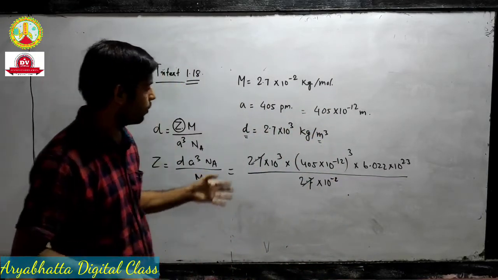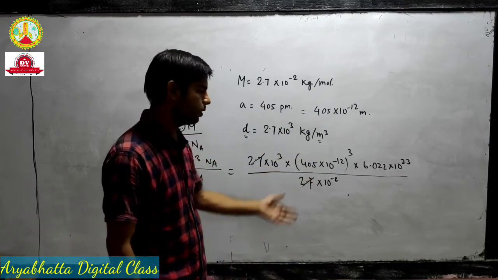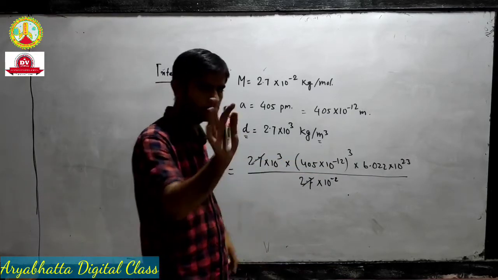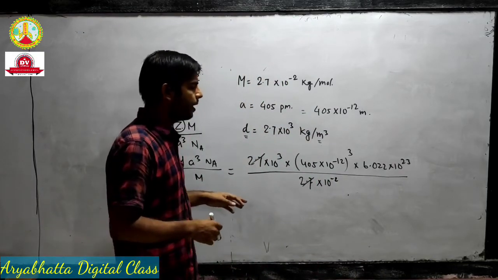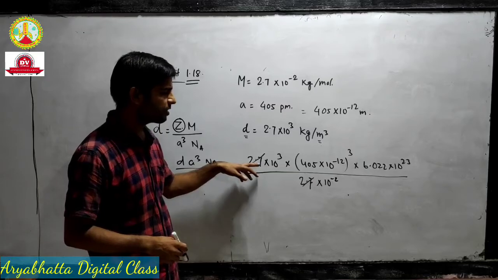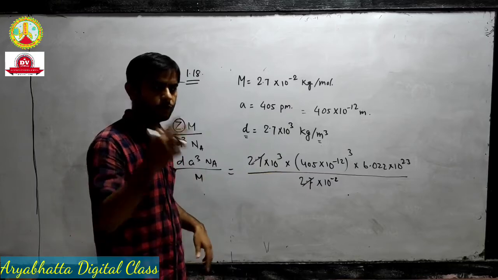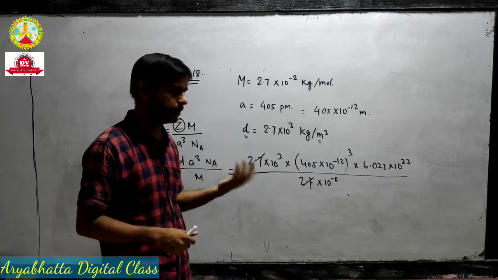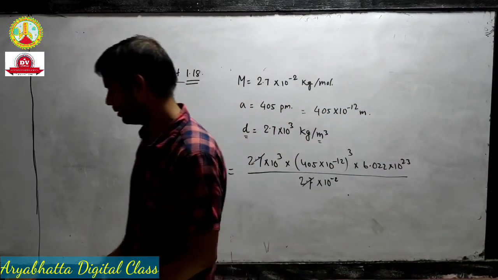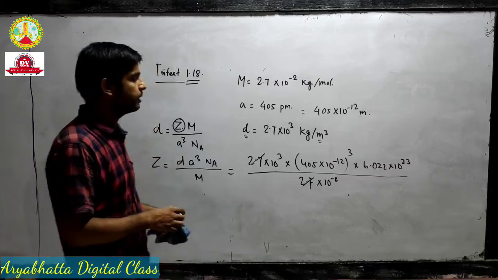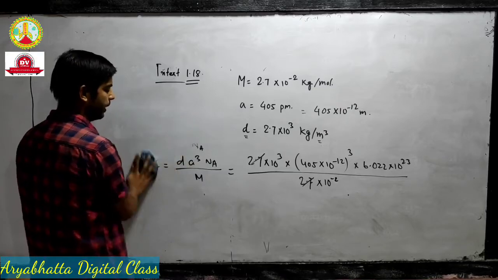Now go ahead with all the calculations. Do it manually, don't use a calculator, because calculators are not allowed in the exam. And in the comments, please comment on what number you get. If you get 2, then it is BCC. If you get 4, then it is FCC, and if you get 1, then it is a simple cubic cell. So please comment in this video what number you get.